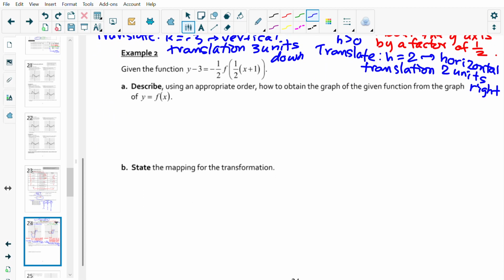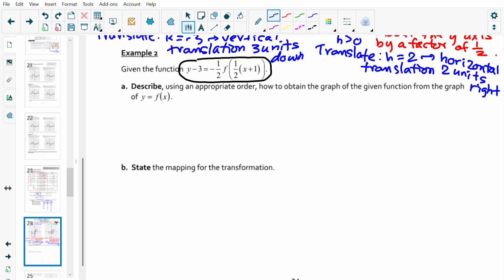So practice on step by step transformation based on multiple parameters. Okay, not just one this time. All right, example 2. Given the function y minus 3 equals negative 1/2 times f of 1/2 times x plus 1, close those big brackets. Okay, lots of stuff going on. Describe using an appropriate order how to obtain the graph of the given function from the graph of y equals f of x. So if I start with the original function of y equals f of x, how do I get to this big mess right here?